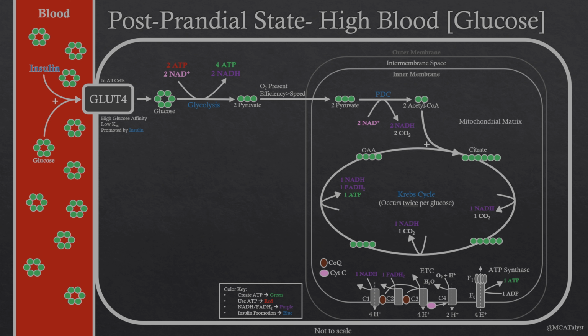However, if we don't have oxygen present or we need ATP at a super fast speed, instead of sending pyruvate into the mitochondrial matrix, we're going to instead run it through fermentation. In this scenario, all of these mitochondrial processes are no longer useful because we don't have oxygen, and oxygen is required for all of these aerobic mitochondrial processes. So as such, NADH, which is usually supposed to go to the electron transport chain, is now useless to us.